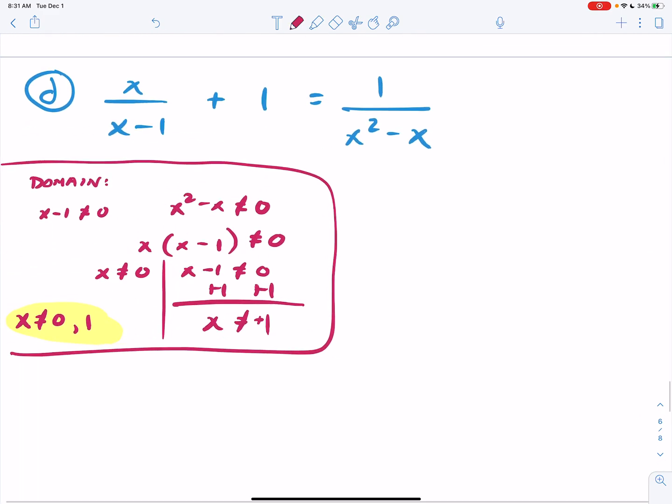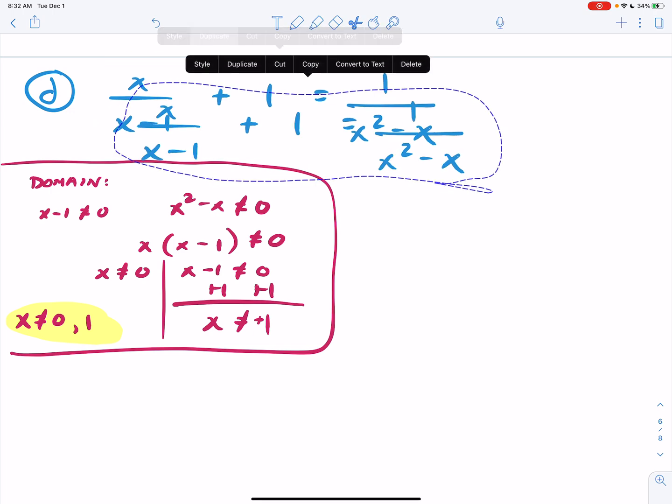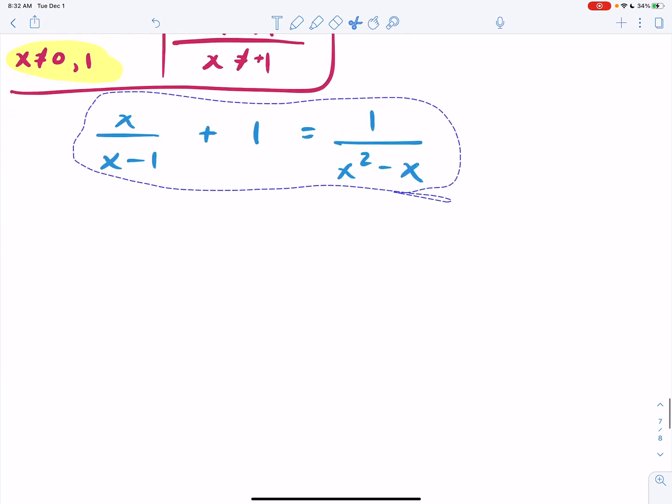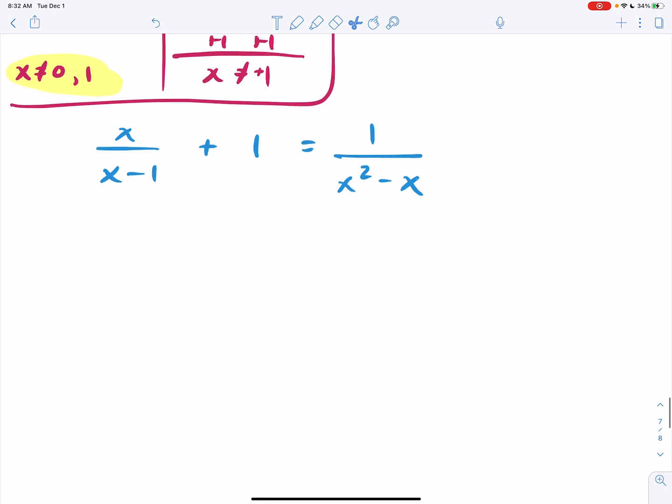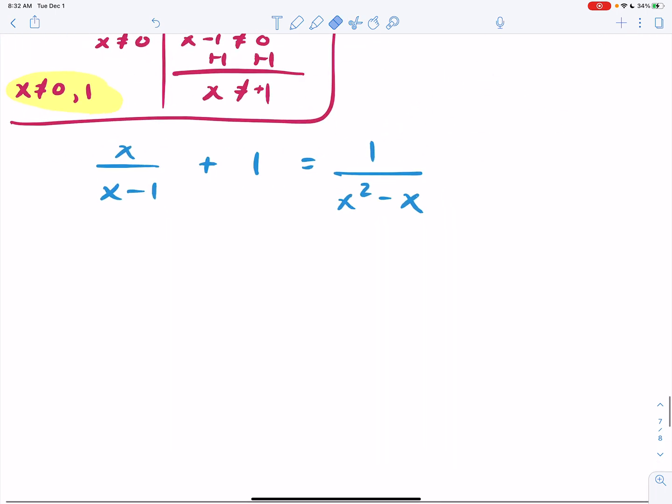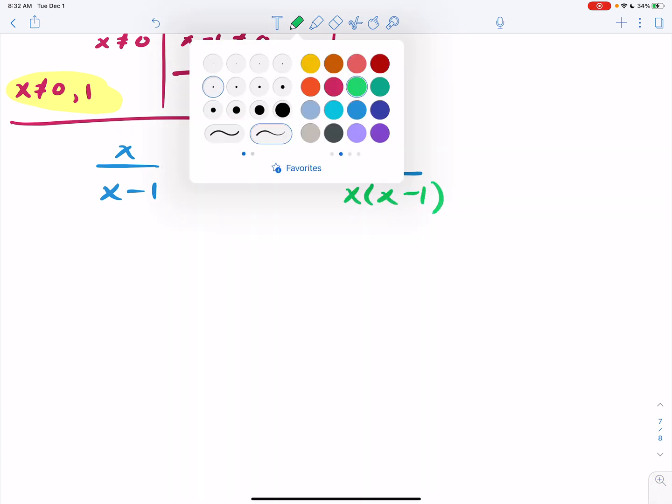Okay, so on to the solving. Here we go. First step, make sure that you rewrite x squared minus x into its factored form. That's going to be x times x minus 1. That'll make everything else a little bit easier, okay?